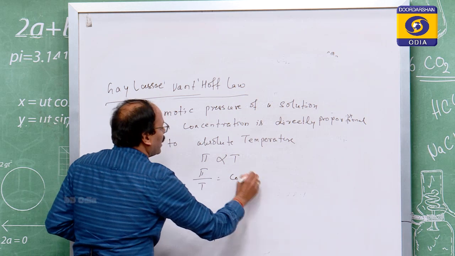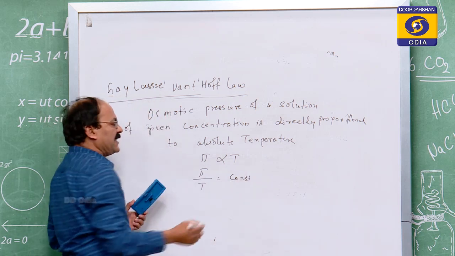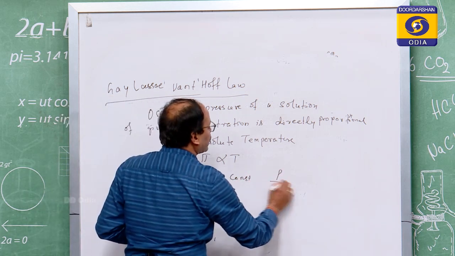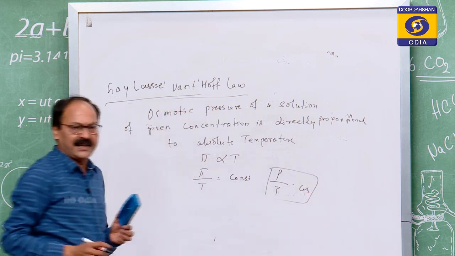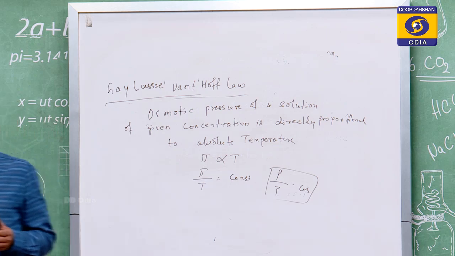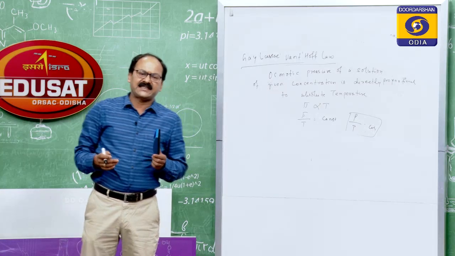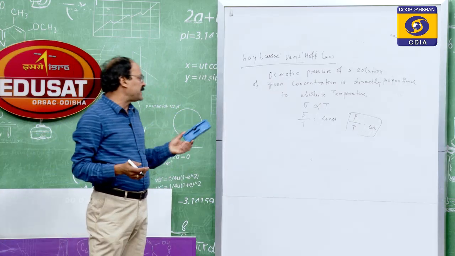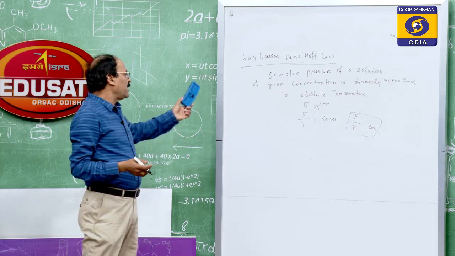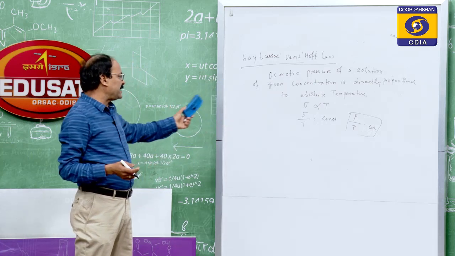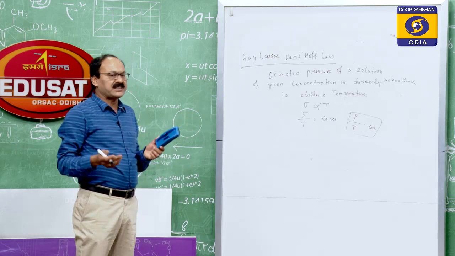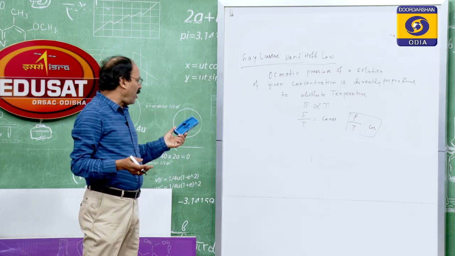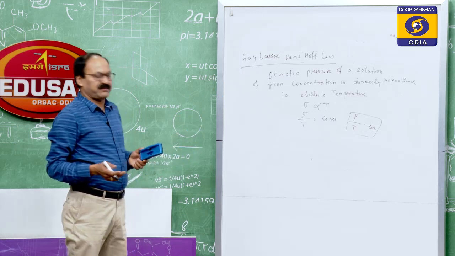As you look at V by T is equal to constant, Charles law, or you can have P by T is equal to constant, Gay-Lussac law. So, this law is similar to the Gay-Lussac law, which states that the pressure of a gas is directly proportional to the absolute temperature when volume is constant. Here the concentration is constant, pi is directly proportional to T. So, pi by T is equal to constant. In some books it is the Charles Van 't Hoff law, or the Gay-Lussac Van 't Hoff law.